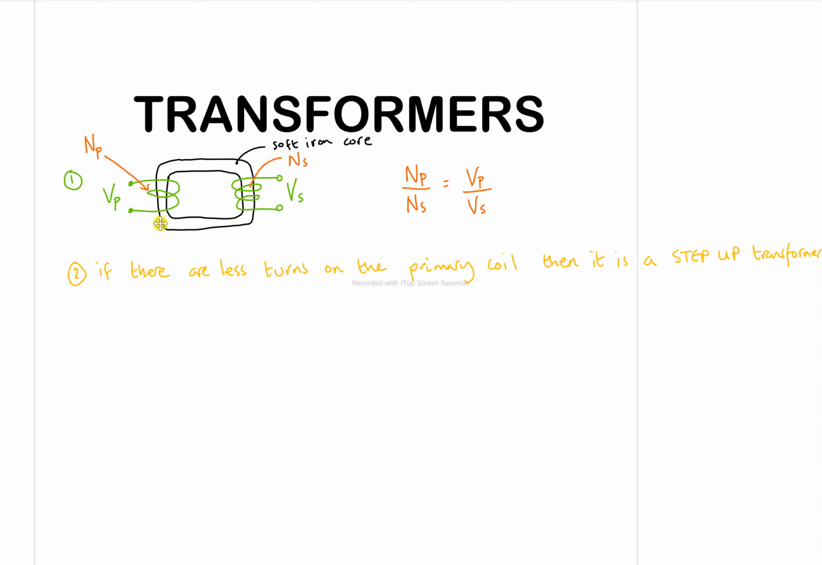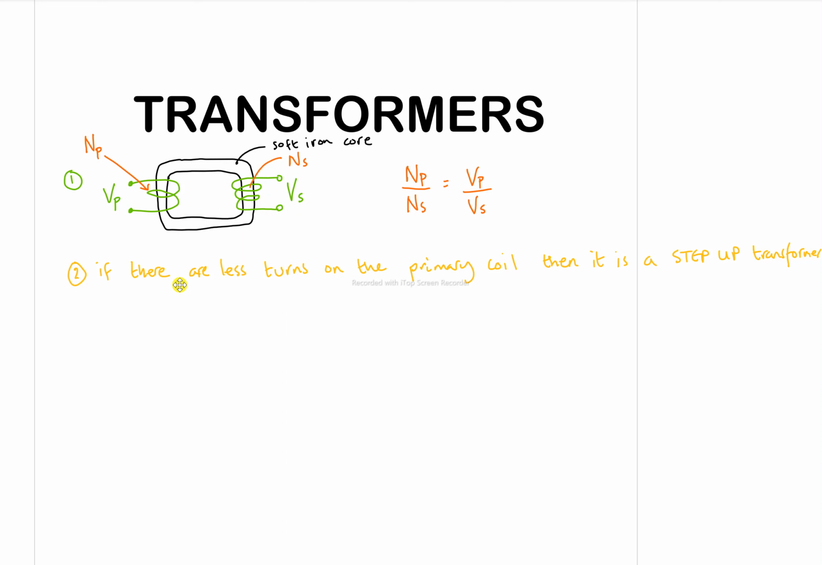You've got your soft iron core. You've got your primary coil, which has a voltage V primary on it. And the number of turns on this coil is called NP, number of turns on the primary coil. And then on the other side, the output. So this is the input side, this is the output side. You have the number of turns on the secondary coil, and you have the voltage across the secondary coil.